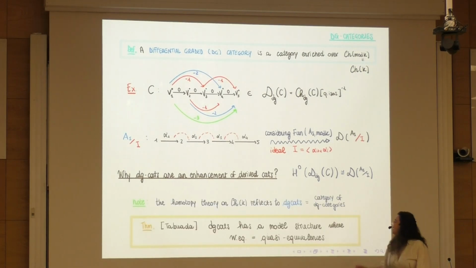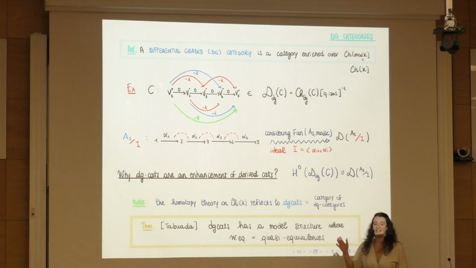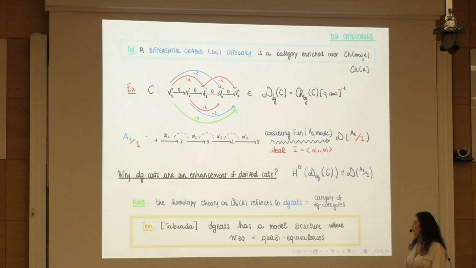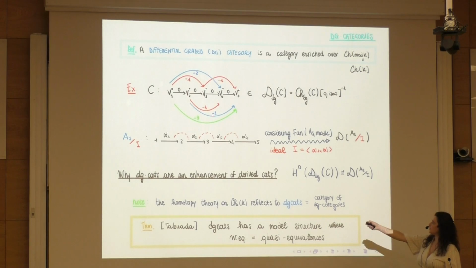Tabuada gives us an answer by proving that DG category actually have a model structure whose weak equivalences are given by quasi-equivalences. So, what are quasi-equivalences? These are just an analog of quasi-isomorphisms for DG categories, because they are quasi-isomorphisms on chain maps, and then when you take the zero cohomology of the functor, you ask for it to be essentially surjective on objects. So, for example, if you take this as a DG category concentrated in degree 0, these two are quasi-equivalent.